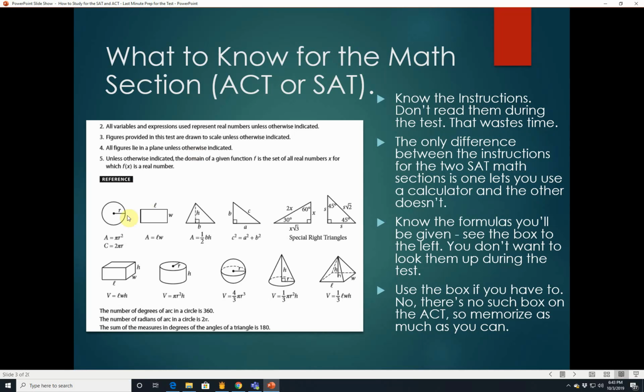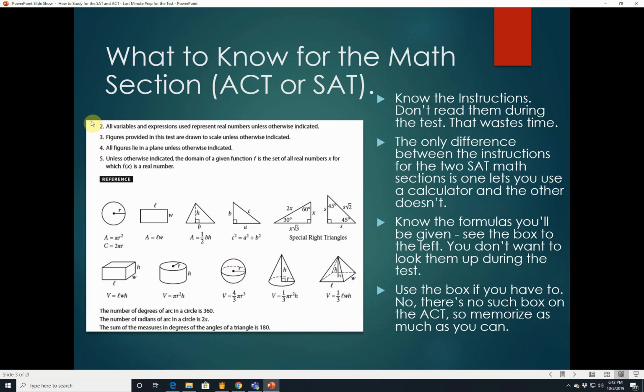See this box here. So they give you the area of a circle, formula for the circumference of a circle, the area of a rectangle, the area of a triangle, the Pythagorean theorem, the properties of special right triangles, the volume of a box, a rectangular solid, the volume of a right circular cylinder, volume of a sphere, volume of a cone, volume of a rectangular bottomed pyramid.